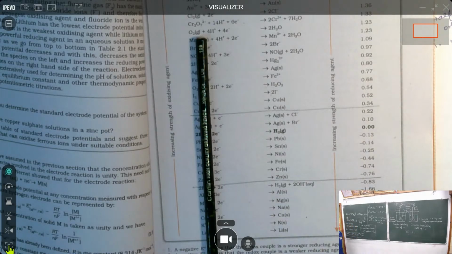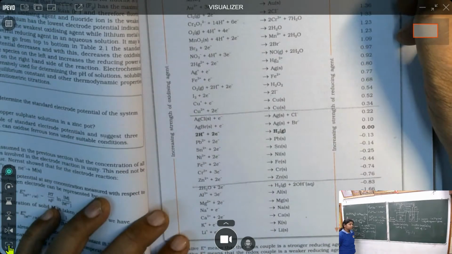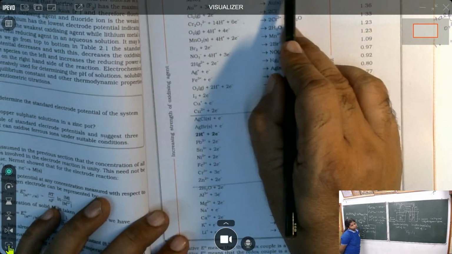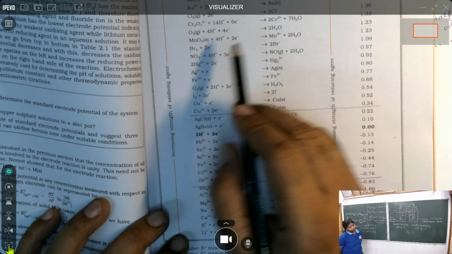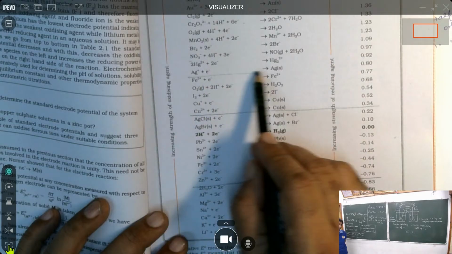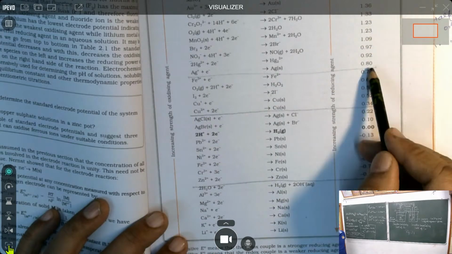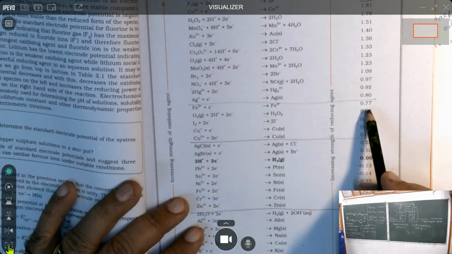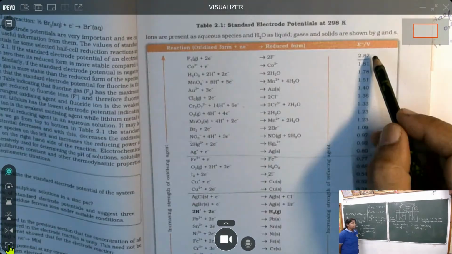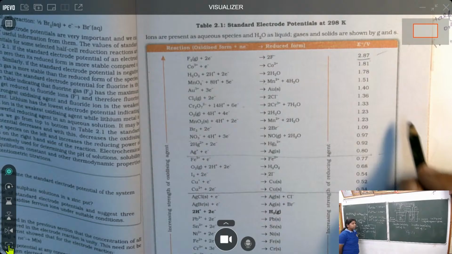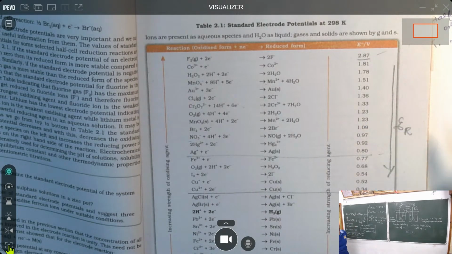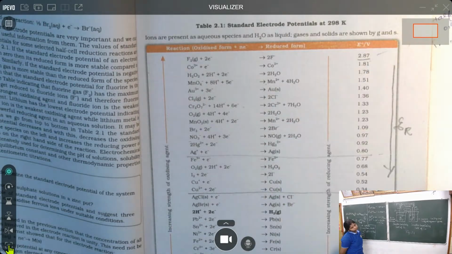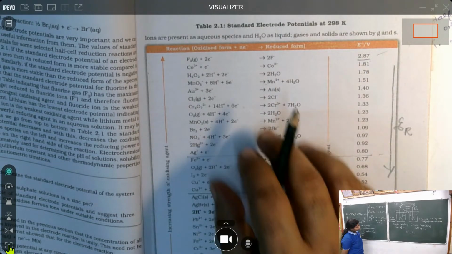Just by comparing the values, listen carefully, when the reduction potential is lower. What is the reduction potential of fluorine here? 2.87 volts. And what is the reduction potential of silver here? 0.8. So this is 2.87, this is 0.8. This is very high, this is less. It means the reduction potential comes down. The reduction potential value decreases down the electrochemical series. Do you understand this concept?